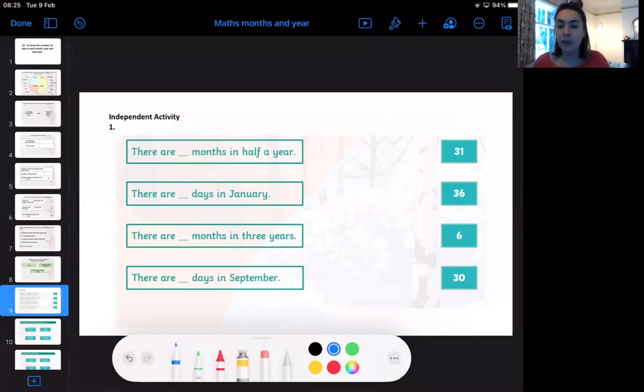There are days in September. So write down how many days in September. You have got the answers down the side. So double check as you go through that you haven't got any wrong, because these should be the answers.